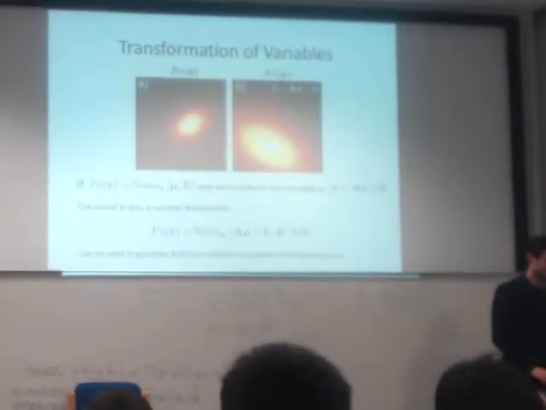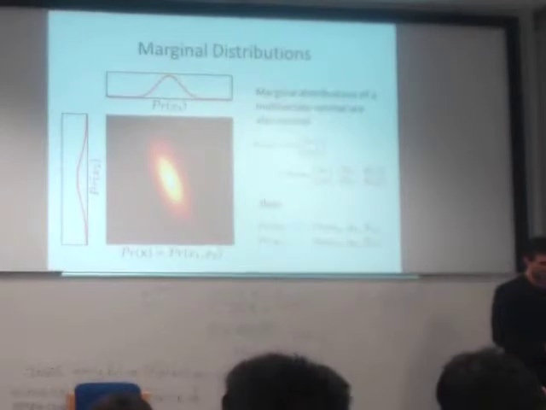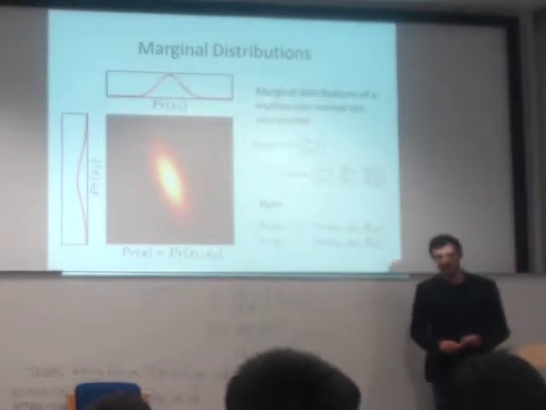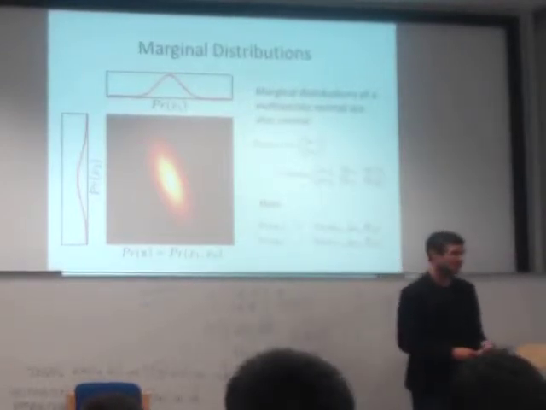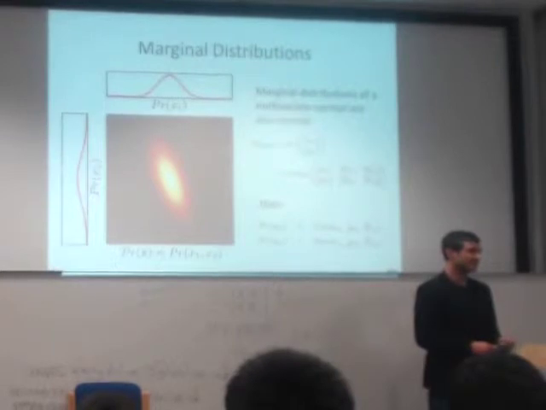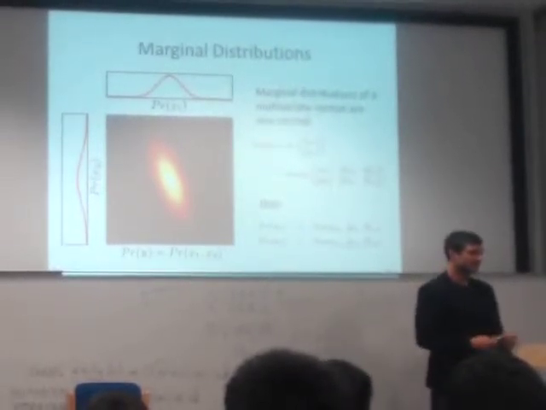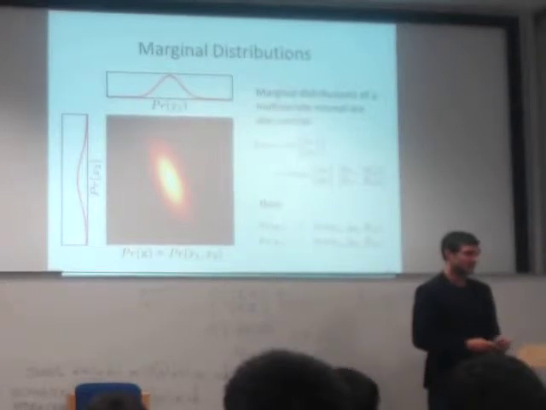Okay, so that's the transformation of variables. Then you've got marginal distributions. So you've already done marginalization. You've got the combined distribution of two variables, and you want to get the distribution of one of them. So essentially you integrate your combined distribution with respect to the one that you're not interested in to get the distribution of the other.